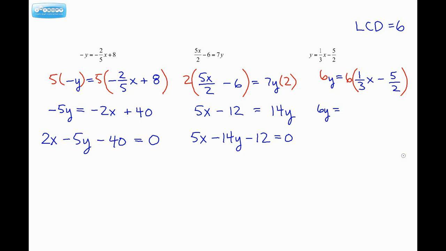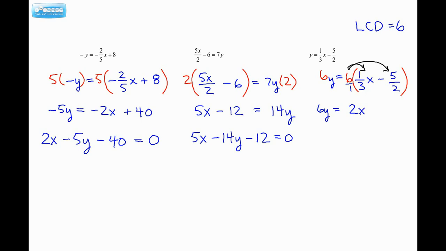Please don't rush these. So we have 6 times 1/3. Well, the 6/3 reduces to 2, so you can think of this as 2 times 1. This is going to give me 2x. Another way to look at it is this: there's always an invisible 1 under here. So top times top, 6 times 1 is 6. Bottom times bottom, that is 1 times 3. So 6/3 also reduces to 2. So you get the same answer. I'm just applying the distributive law.